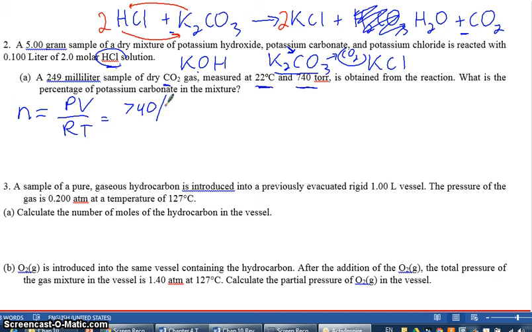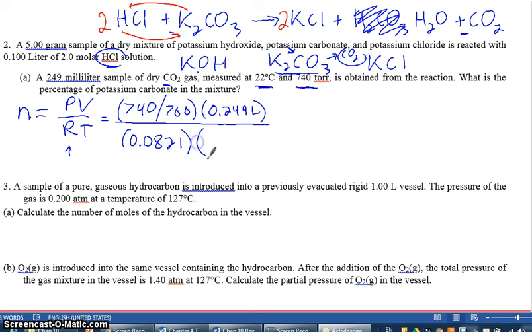Remember, every pressure must be in atmospheres because R is defined in atmospheres. So we get 760, that's what we're doing here. Our volume is 249. Because our R is defined in liters, we must put this as 0.249 liters. The R is a constant, 0.0821. And the temperature looks like 22. That gives us 295 Kelvin.